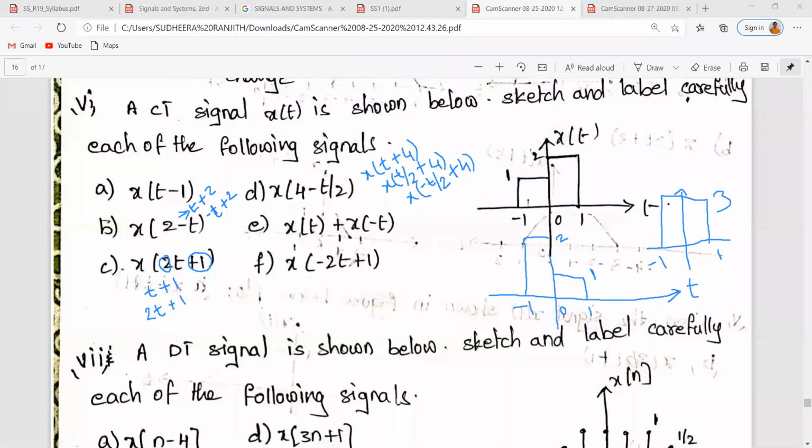Here the operations involved are shifting, scaling and the reversal. So first shift the signal x of t plus 1. Then scale the signal x of 2t plus 1. Then take the reversal.